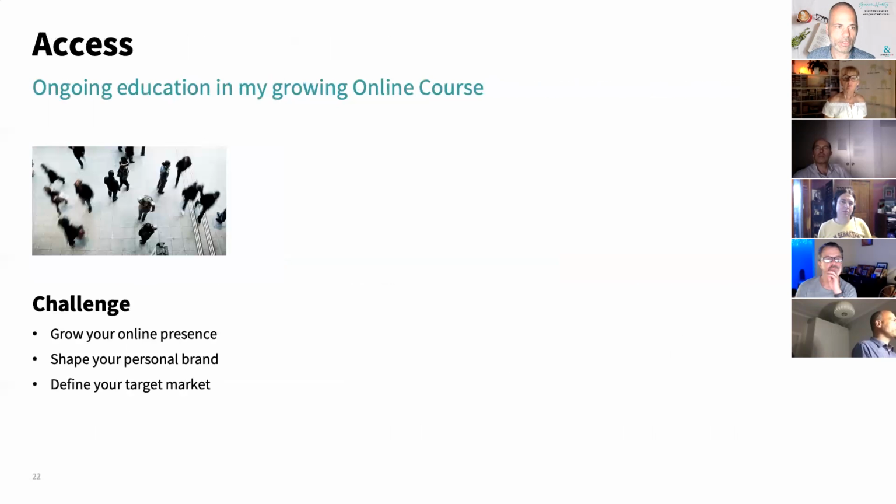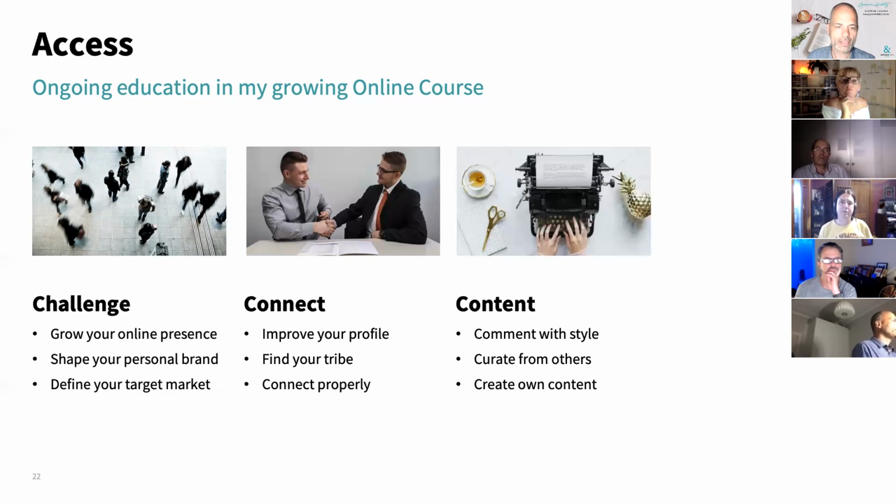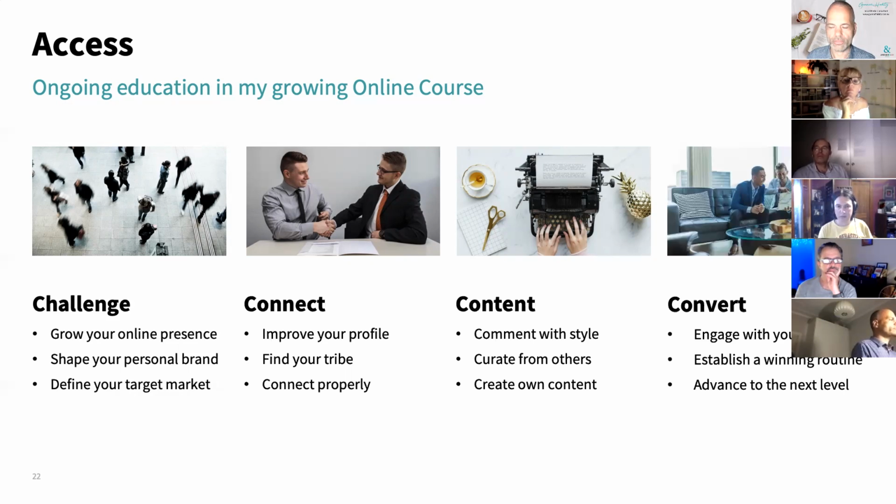On the access level, the course itself captures 4 topics. The challenge that we have in order to get more active: personal brand, how we connect to the right level of people. We didn't talk about this today. Then the content topic, more in depth: commenting, curating, creating, where to find it, how to do it, and so on. And then how to convert, how to engage, how to establish, and how to elevate to the next level. So these are the topics that are part of the content.